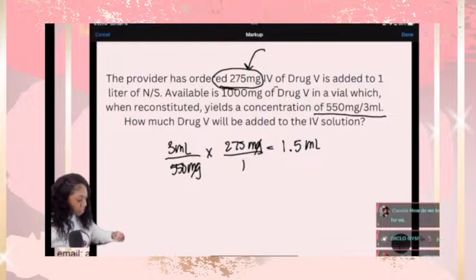So we need 275. Because you've got to add 275, you can only add it via liquid, right? And because you only have it in mL, you're always going to have the strength of your medicine versus the volume or the vehicle that it rides in. Okay, that makes sense.